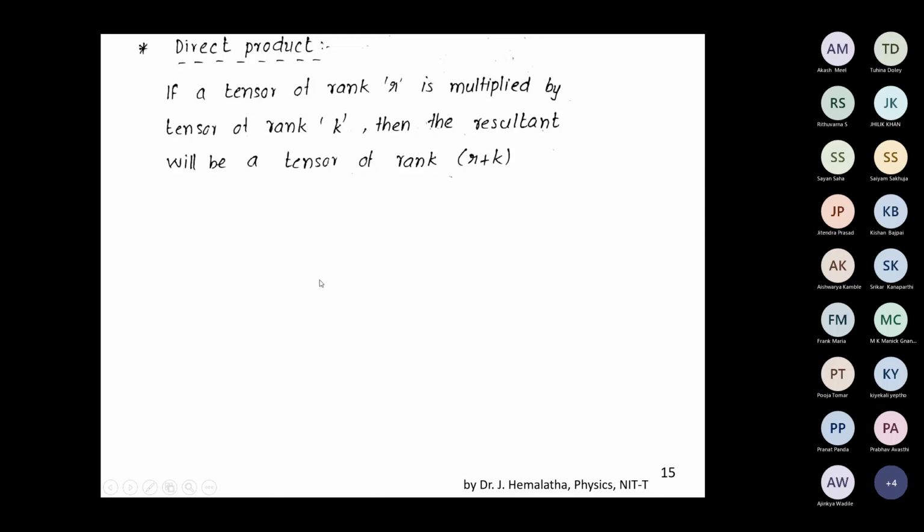This is direct product. If a tensor of rank R is multiplied by a tensor of rank K, then the resultant will be a tensor of rank R plus K.